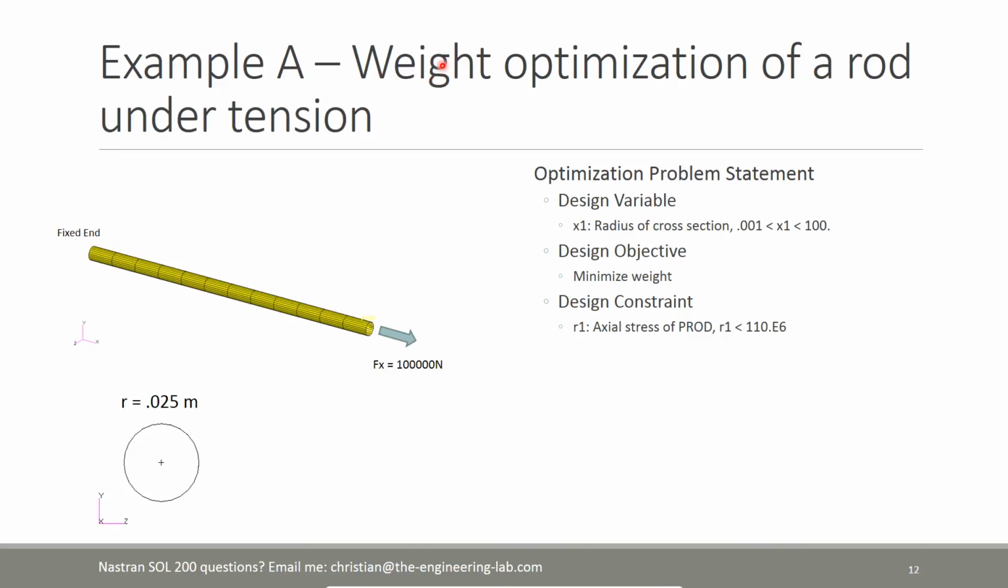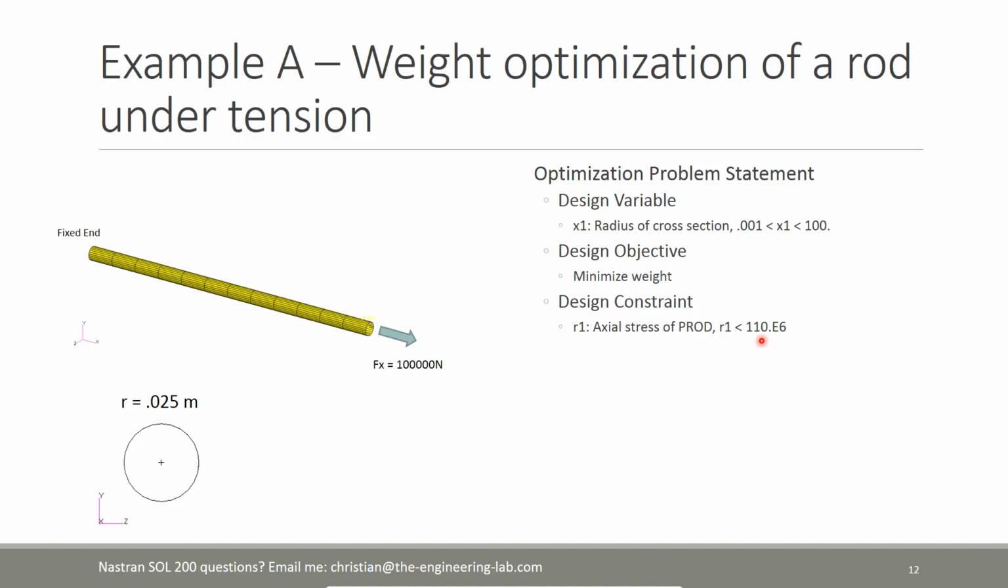We're going to perform a very simple optimization example of the structure. It's a rod fixed on one end, and we're pulling on it with this load on the other end. The cross-section is circular, and here's our optimization problem statement. We're going to let the radius of the cross-section vary. We're going to minimize as much as possible the weight of this rod, and we're going to impose a design constraint saying that the axial stress for these elements cannot exceed 110 megapascals.